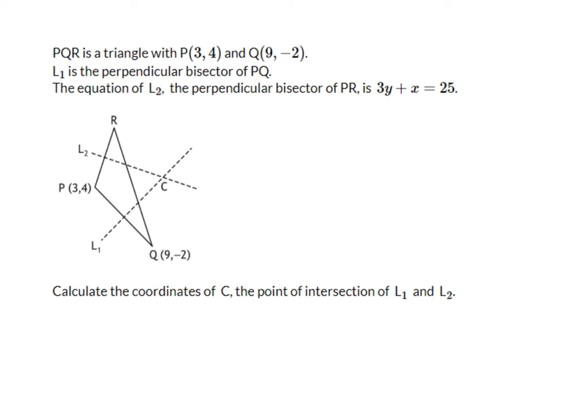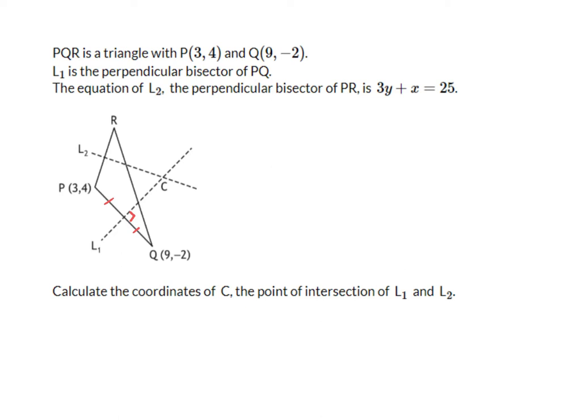So to begin with, let's just look at the question. It tells us that we have a triangle PQR and they give you the coordinates of P and Q. We don't know the coordinates of the point here at the top. It says that L1 is the perpendicular bisector of PQ. So this line here cuts PQ at 90 degrees and it's exactly halfway on that line. So we can just mark that on there just to show what that means.